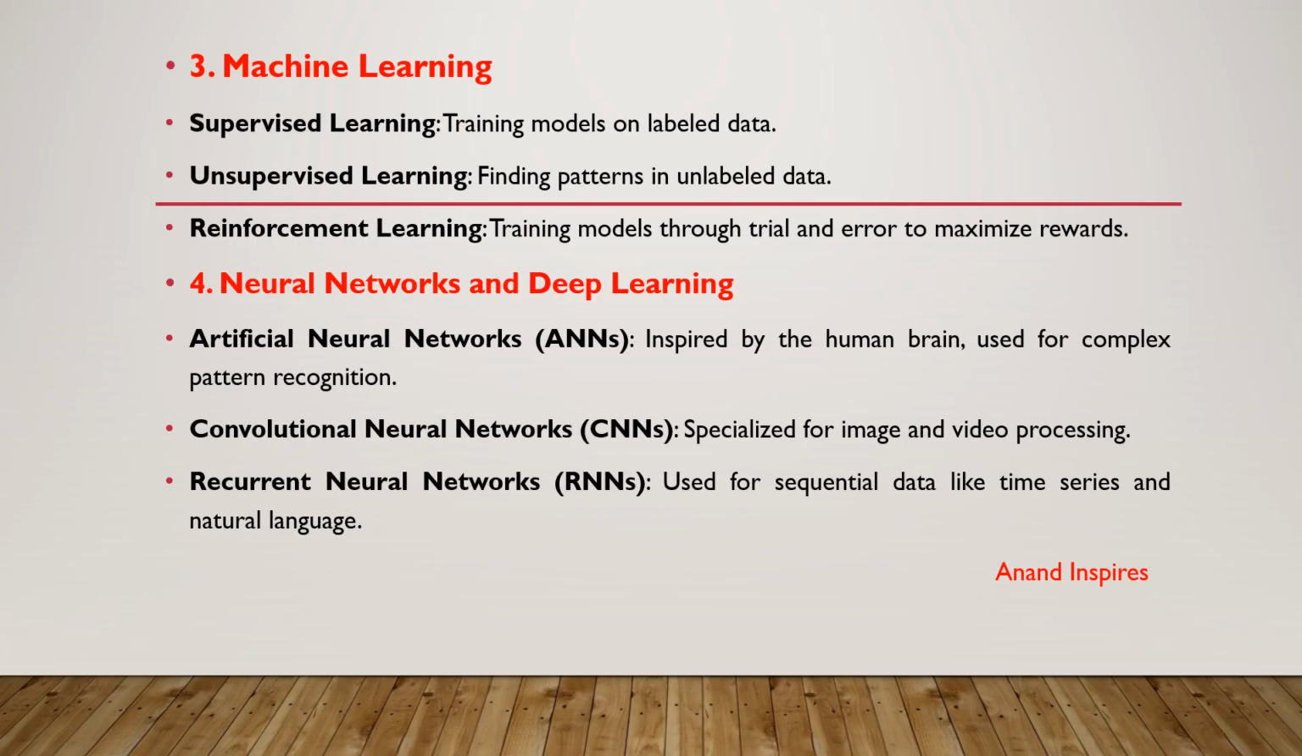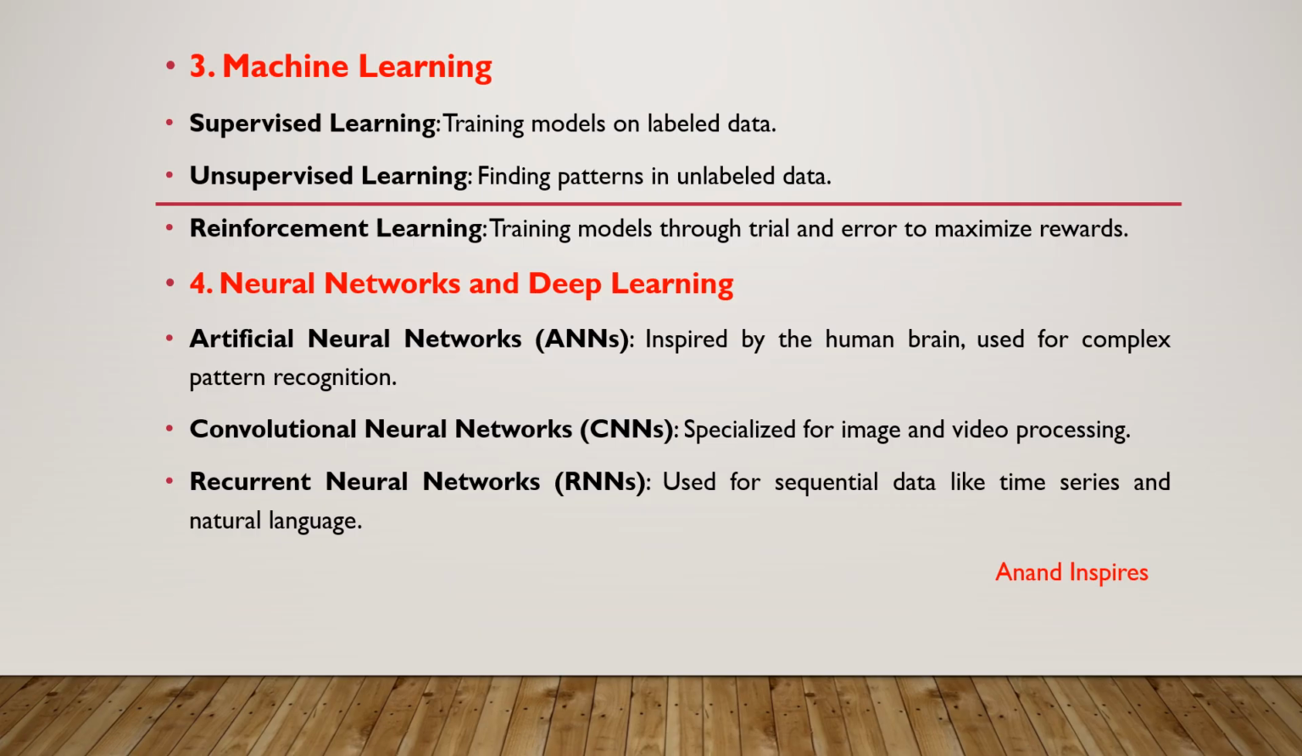This is a new trend in computer science, an AI-related thing: machine learning. Machines are given some learning power. Three types of learning are there: supervised learning, unsupervised learning, and reinforcement learning. In the next slides we will thoroughly discuss what supervised, unsupervised, and reinforcement learning are.